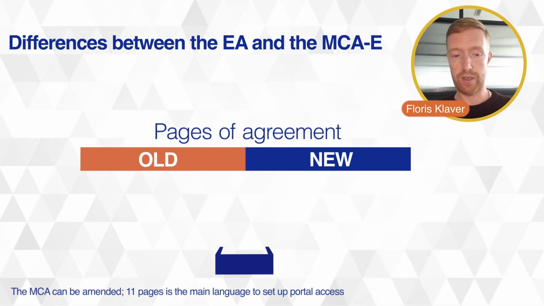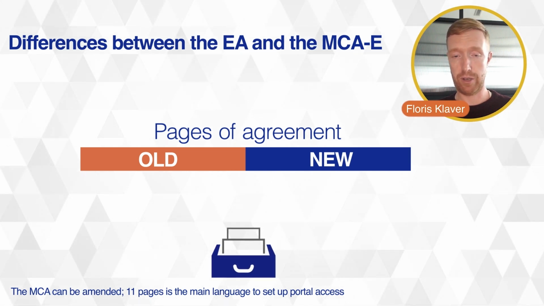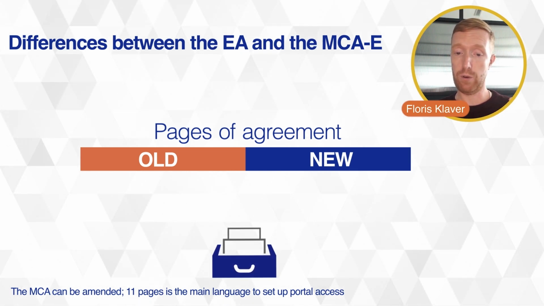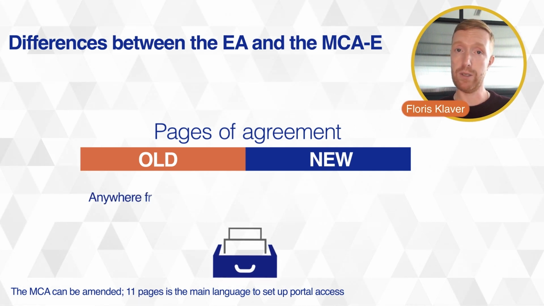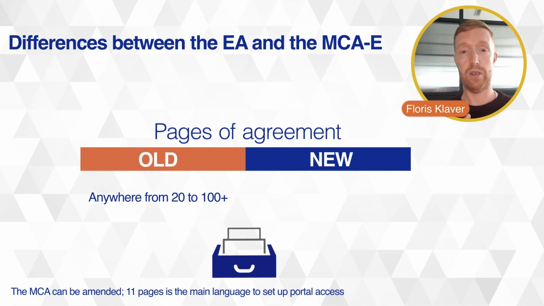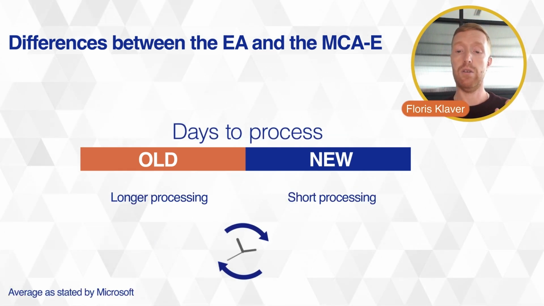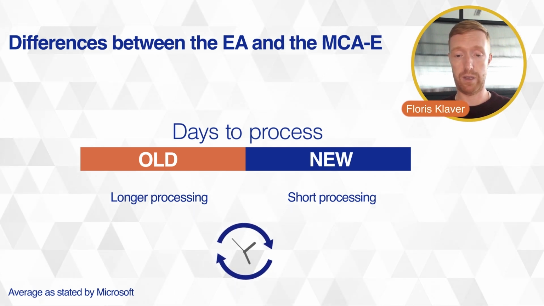What's interesting here as well is the pages of the agreement. So I already said it would be 10 to 15 documents for an enterprise agreement. That would translate roughly to at least 20 to maybe 100 plus pages. And in the new situation, it would just be 11 pages. The days to process goes down significantly because of this.